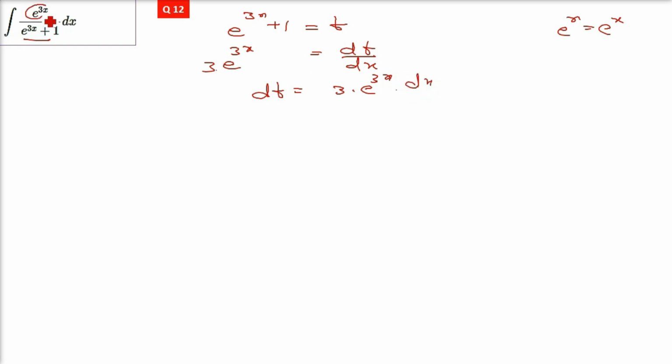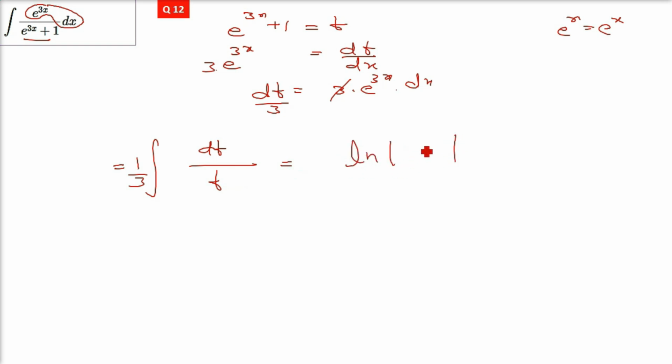Now in the numerator you see e raised 3x into dx. So e raised 3x into dx can be written as dt by 3. So the numerator now in terms of t becomes what? dt by 3. So dt we will write it here. 1 by 3 we will take outside the integral sign. And the denominator of course was t. So keep it as t. Now how easy it is now. Log, that is log base e, ln we write, modulus of t plus constant of integration. 1 by 3 will be there outside.